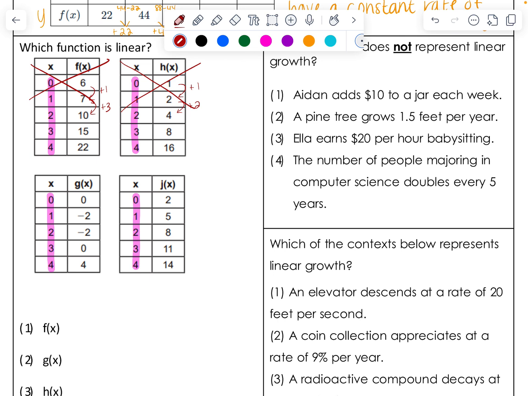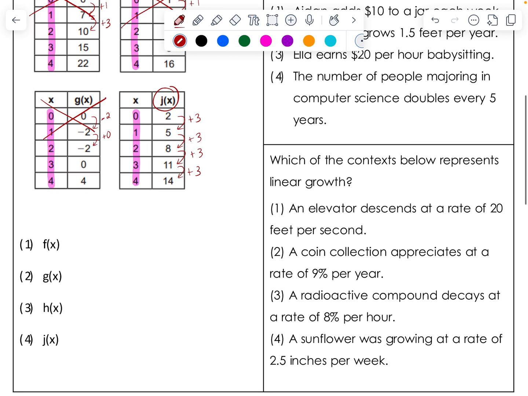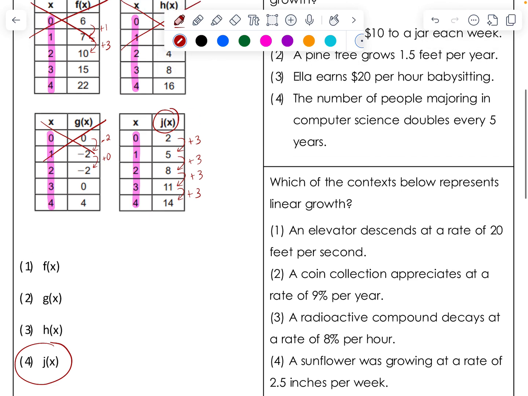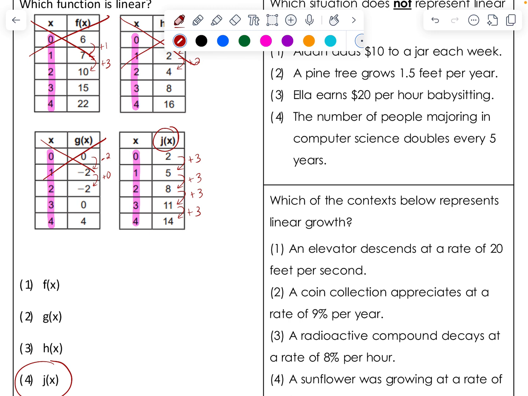Now, to get from 0 to -2, I have to subtract 2. To get from -2 to -2, you just do nothing. So either you add 0 or you subtract 0, which again is out. Now, if you look at your last example, to get from 2 to 5, you add 3. 5 to 8, add 3. 8 to 11, add 3. 11 to 14, add 3. And so that's J of X, which makes this choice 4. All right, so it's important that you're just looking at your change in Y over change in X to see what is having a consistent change and which is not.